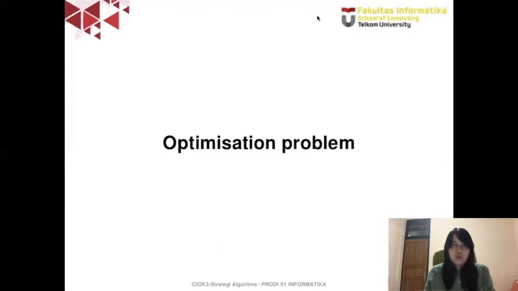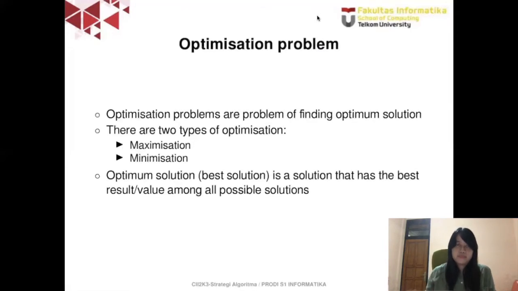Let's start with what is optimization problem. Optimization problems are problems of finding optimum solution. There are 2 types of optimization. We can have maximization, so we want to maximize something, and also minimization, we want to minimize something. Optimum solution or best solution is a solution that has the best result or value among all possible solutions. So if we are talking about maximization problem, then optimum solution is the best value we have, the maximum value we have.